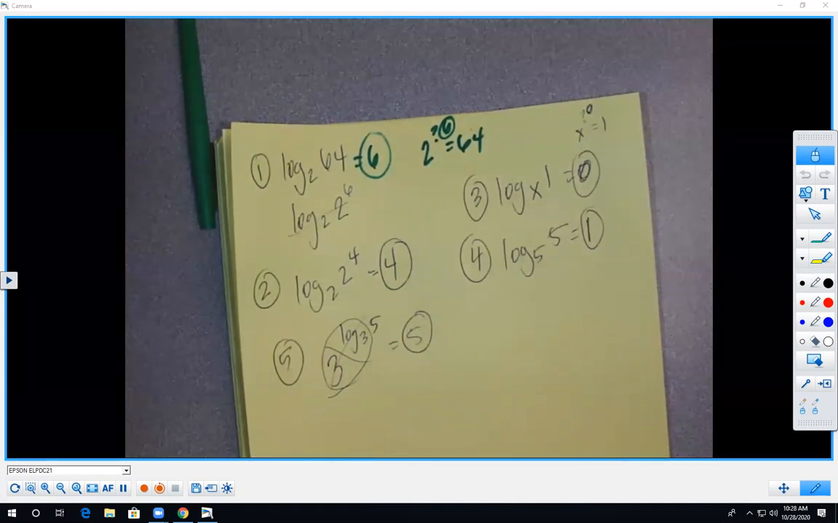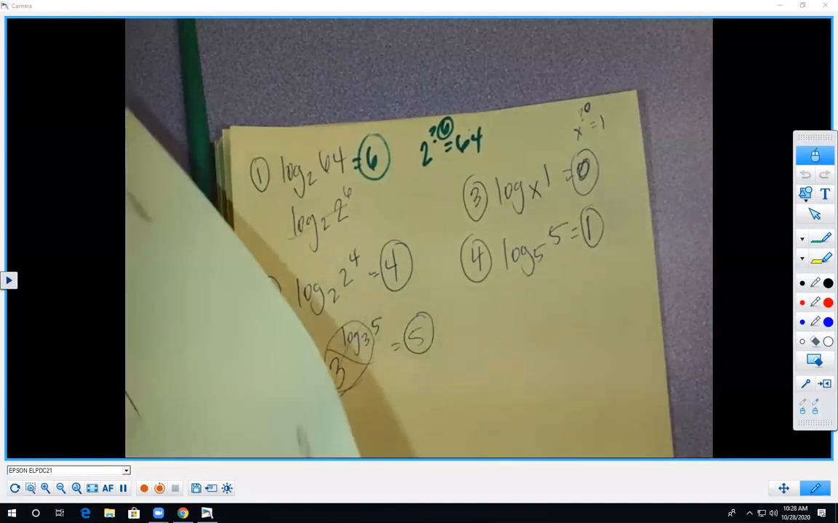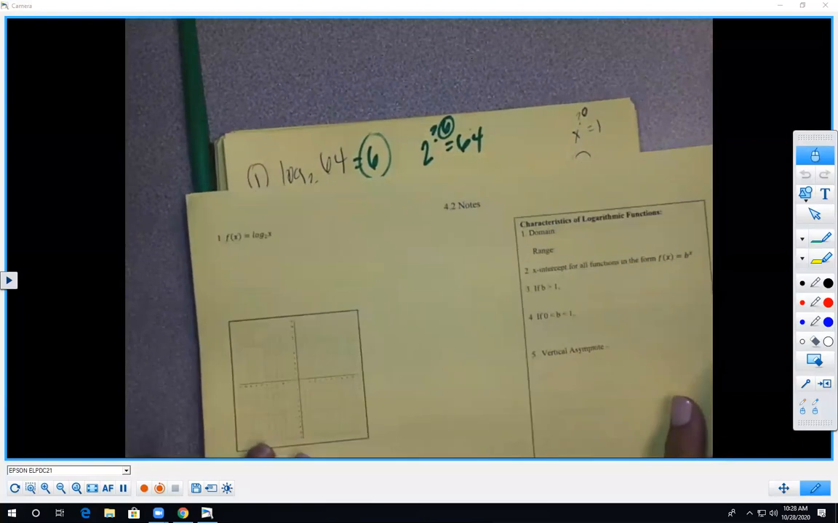Okay, you need to go to your note sheet, and I uploaded that on week 10 also if you are on Zoom. There is a graphing one for logarithms, so we're going to do that.